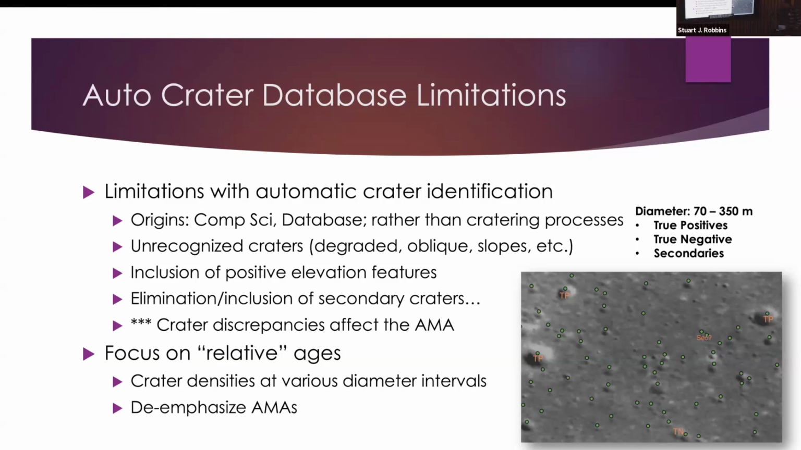Secondary craters can be either eliminated or included with these deep learning algorithms. Ultimately, all of these things affect the AMA, so we might not get an accurate age when these discrepancies are included. So in this study, we're moving away from the AMA and just looking at the relative densities. Maybe try to simplify the problem a little bit and de-emphasize them.